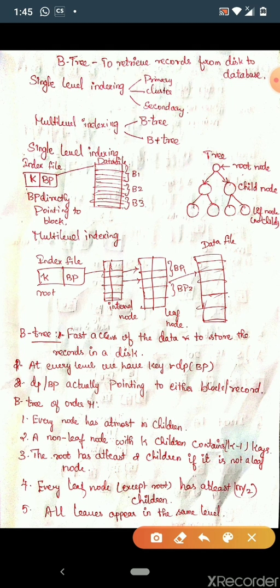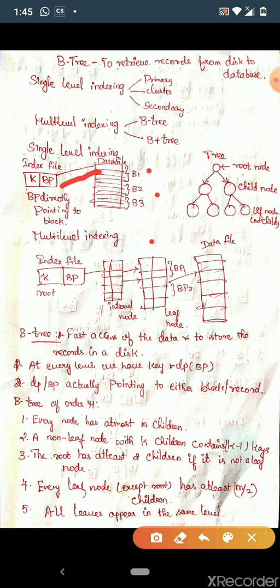In single level indexing, the index file is directly connected to the data file. The index file consists of keys and the block pointer. This block pointer is directly connected to the data file. The data file is divided into block pointer 1, block pointer 2 and block pointer 3. Each block pointer points directly to a block, so that you can retrieve data from the data file. So you call this single level indexing.